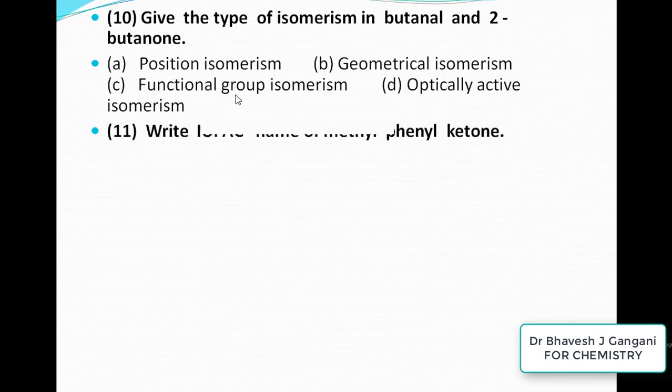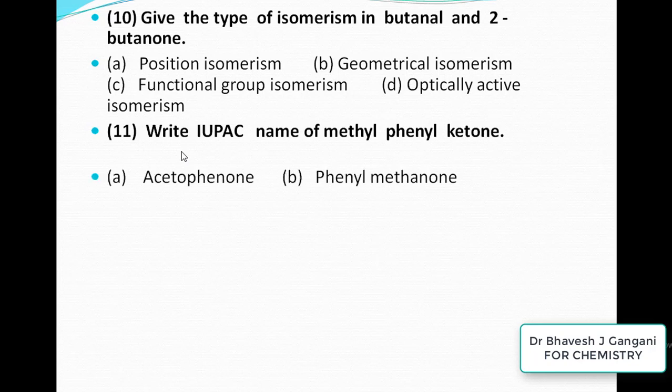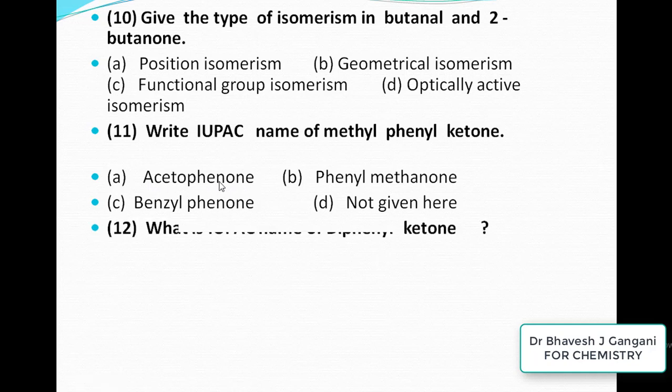Now this is question number 11. Write the IUPAC name of methyl phenyl ketone, and these 4 options are given. You have to tell what is the IUPAC name of methyl phenyl ketone. Now the accepted IUPAC name of methyl phenyl ketone is acetophenone. It is known as acetophenone. So the IUPAC name of methyl phenyl ketone is acetophenone.